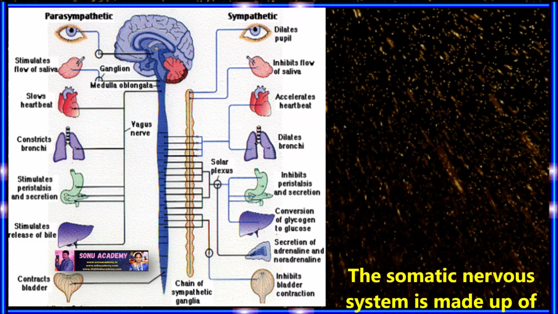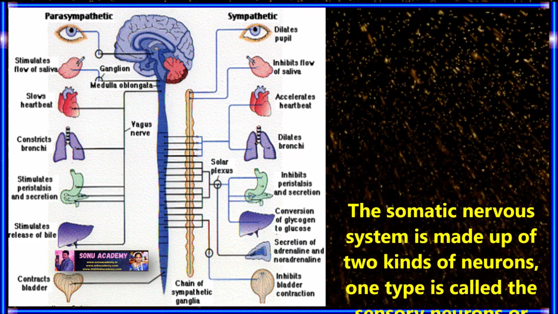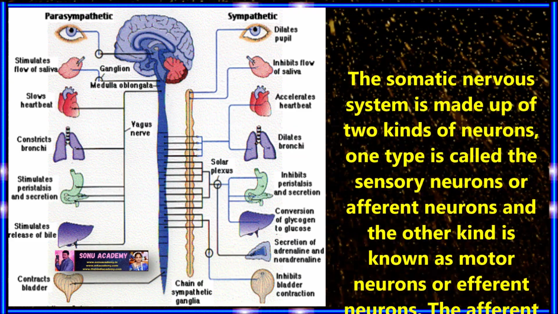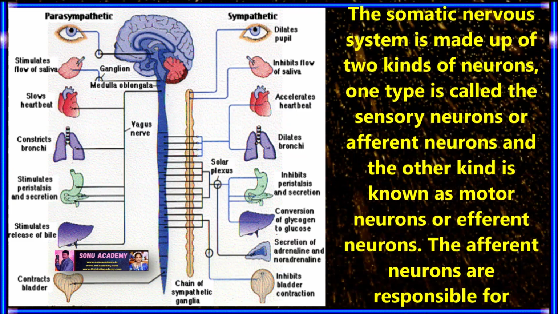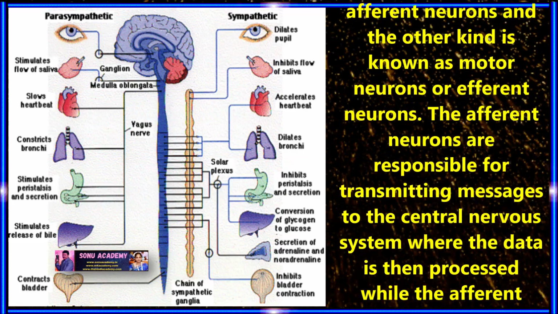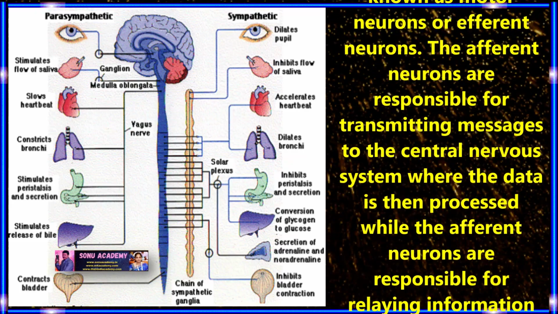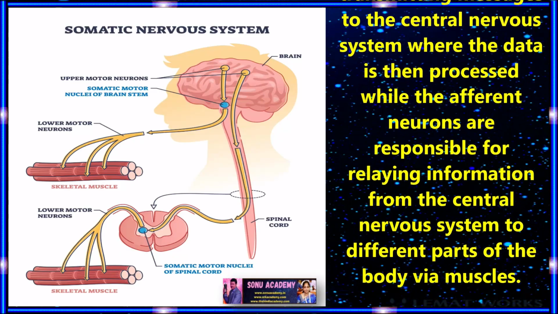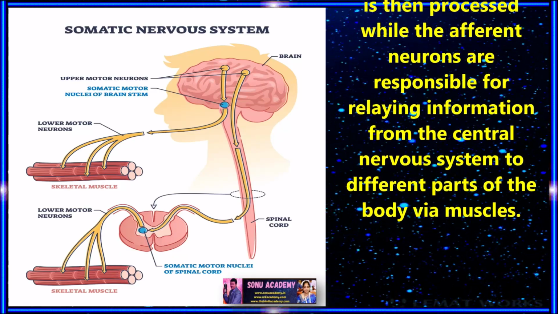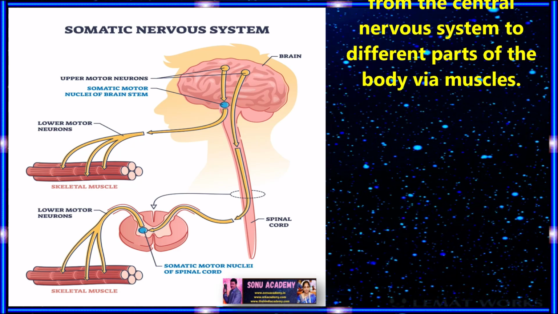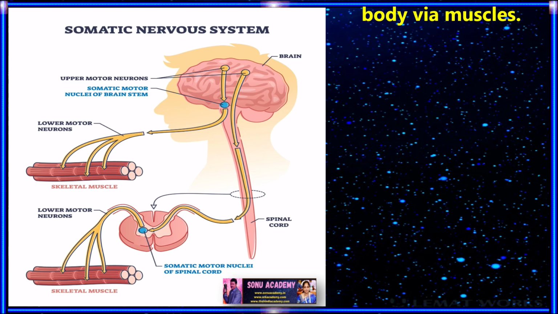The somatic nerve system is made up of two kinds of neurons. One type is called sensory neurons or afferent neurons, and the other kind is known as motor neurons or efferent neurons. The afferent neurons are responsible for transmitting messages to the central nervous system, where the data is then processed, while the efferent neurons are responsible for relaying information from the central nervous system to different parts of the body via muscles.